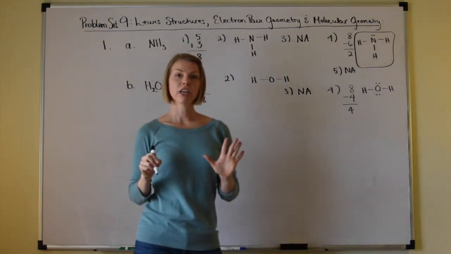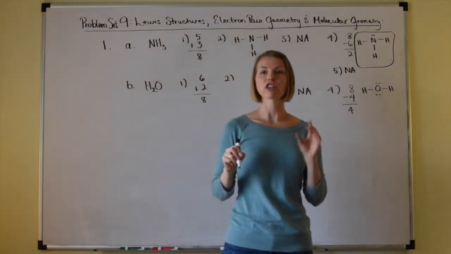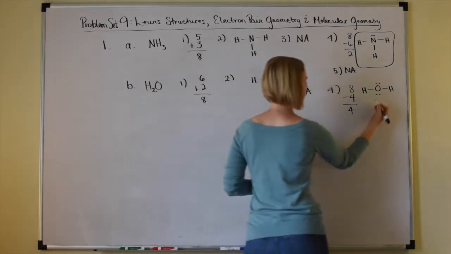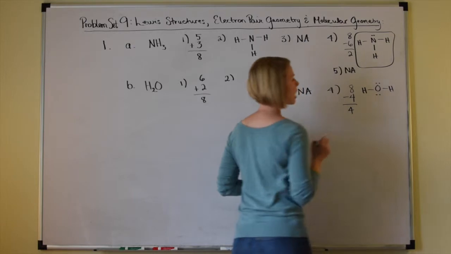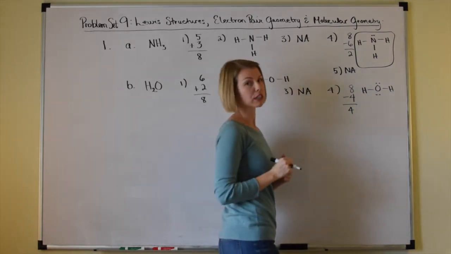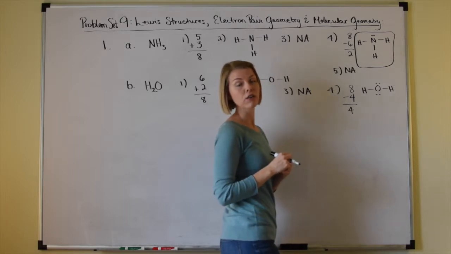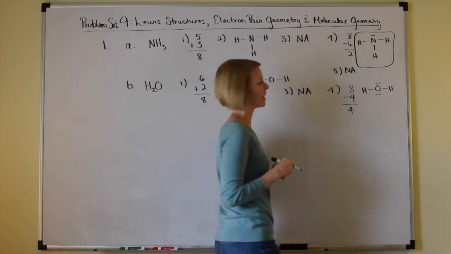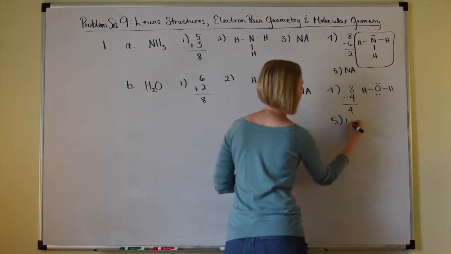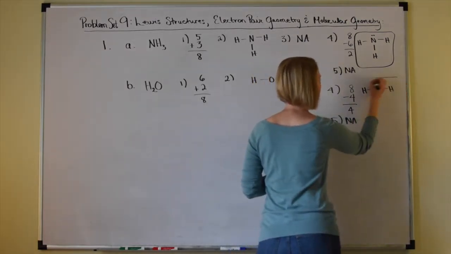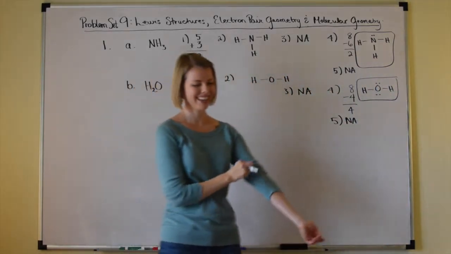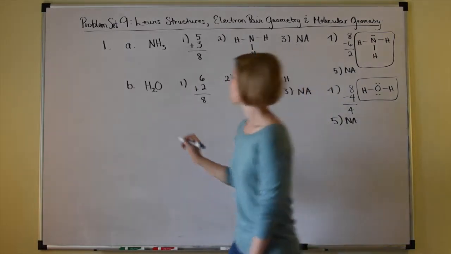Step number 5. If octet is still not satisfied on your central atom, form double and triple bonds as needed. So 2, 4, 6, 8. Oxygen has a complete octet. In fact, it follows the bonding pattern that we would expect, what we talked about in tutorial number 9, with 2 bonds and 2 lone pairs. So for rule number 5, not applicable, we actually had our final answer on step 4. Again. All right.